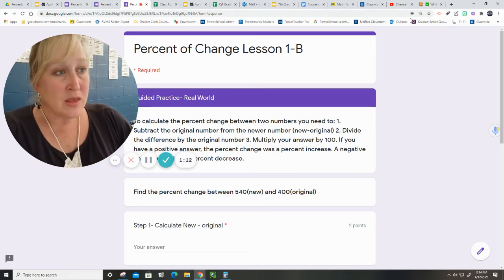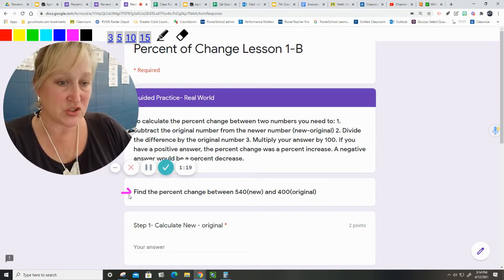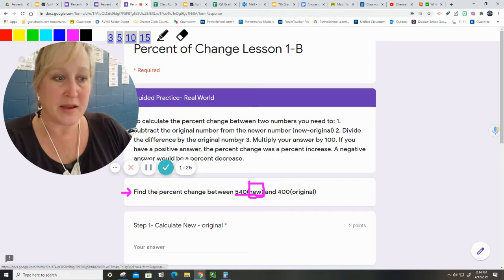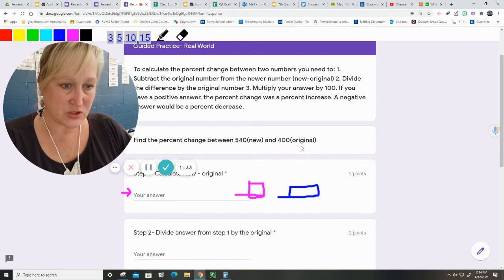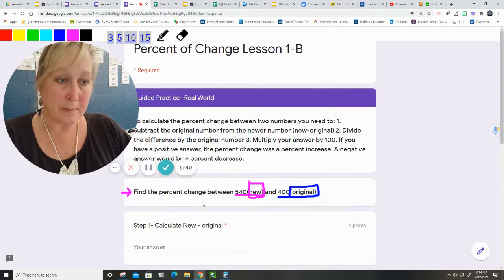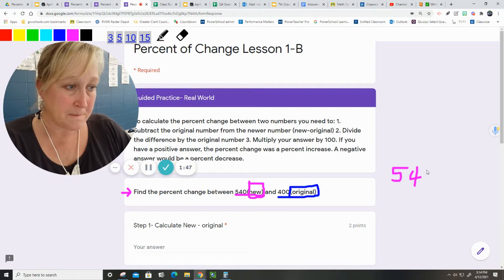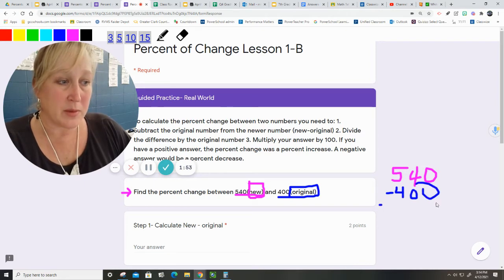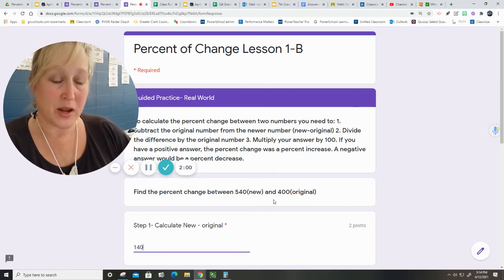So this is the problem that we are going to have. It says find the percent change between 540, which I was nice, this is the new one, and 400, which is the original. We are going to use our formula. It tells me calculate new minus original. So I'm just going to go off to the side and do my new, which is 540, and I'm going to subtract my original, which is 400. And my solution is 140. I will type that in right here. It is a positive 140.